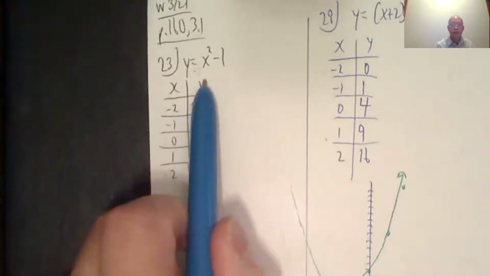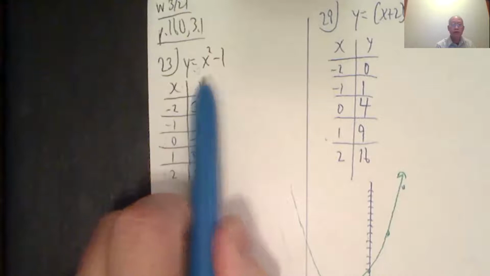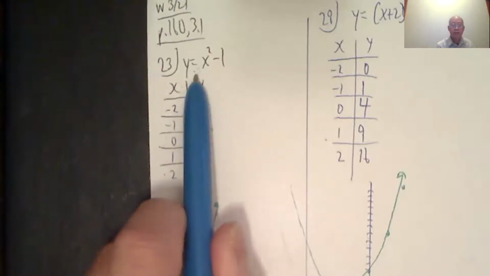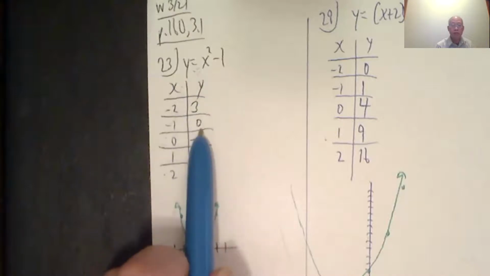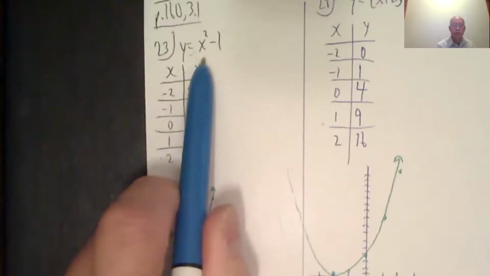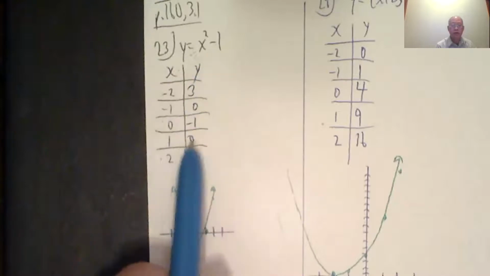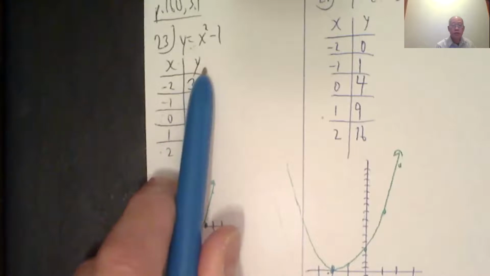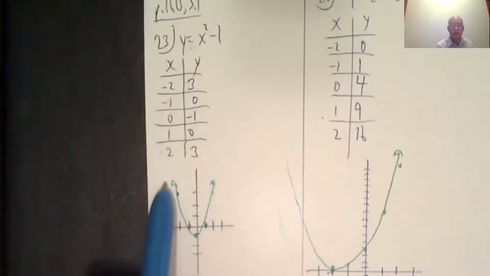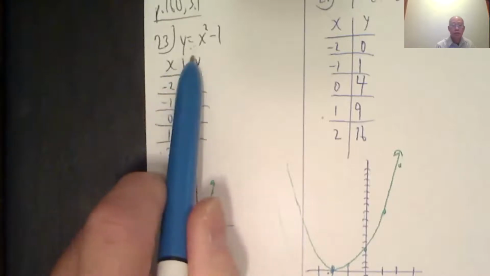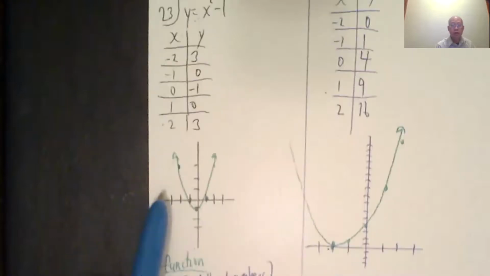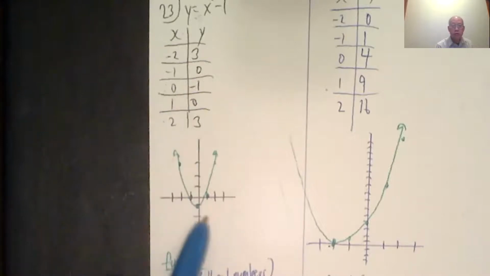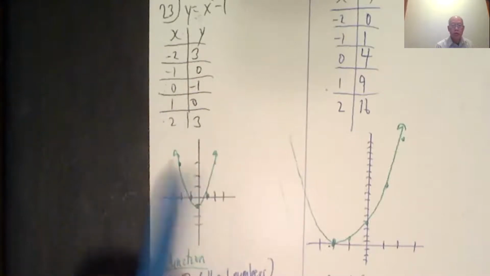If you plug in -2, -2 squared is 4. 4 minus 1 is 3. Plug in -1. -1 squared is 1. 1 minus 1 is 0. Plug in 0. 0 squared is 0. Subtract 1, -1. Plug in 1. 1 squared is 1. 1 minus 1 is 0. Plug in 2. 2 squared is 4. 4 minus 1 is 3. So I plot the points -2, 3; -1, 0; 0, -1; 1, 0; 2, 3.